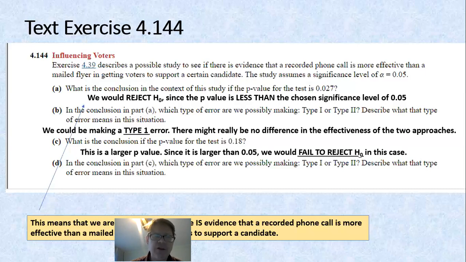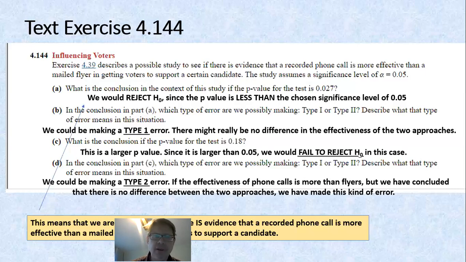D asks, well, in that conclusion, what type of error could we possibly be committing? Now, the answer there is a type 2 error. If you fail to reject the null hypothesis, when in fact it was false, then you've committed a type 2 error. What would that mean here? Well, we said in part C that by failing to reject it, we were concluding that the two approaches were effectively equivalent, that there was no difference in effectiveness.